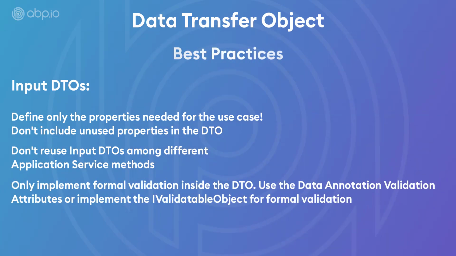Only implement formal validation inside the DDO, use the data annotation validation attributes, or implement the IValidatableObject for formal validation. And most importantly, do not perform domain validation. DDOs transfer between the presentation layer and the application layer. So do not try anything related to the domain right here. Do not, for example, try to check the unique username constraints right here in the DDO.